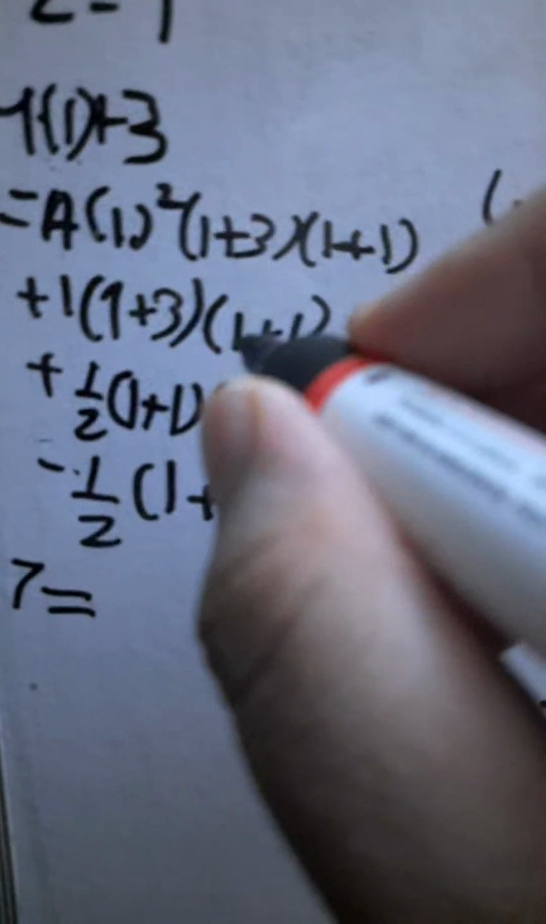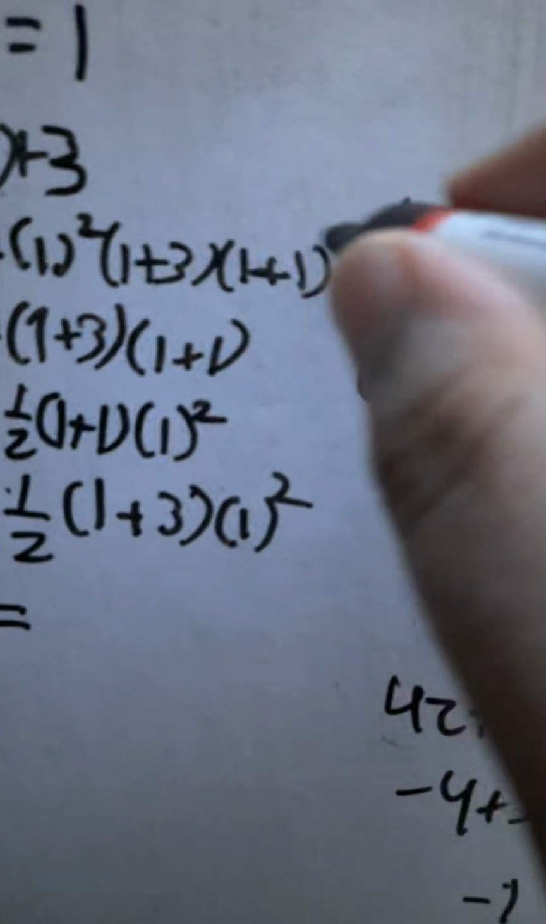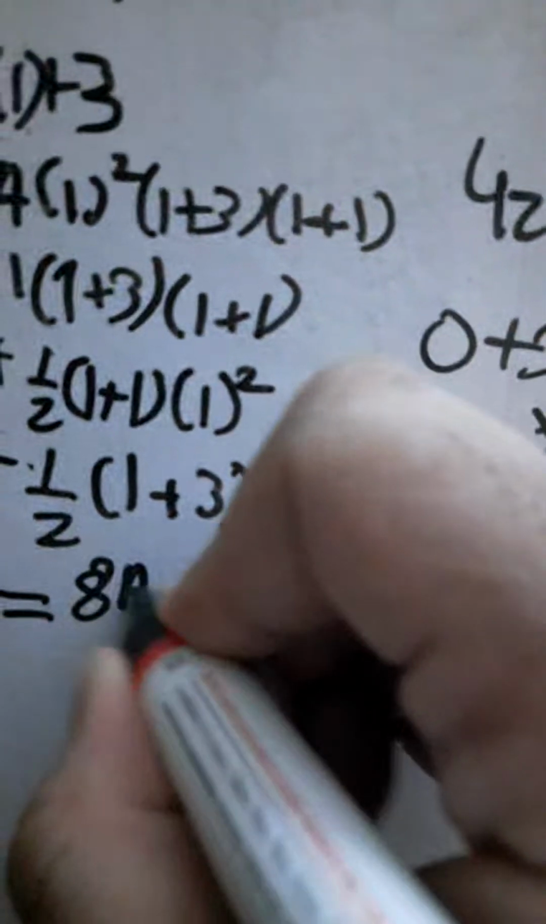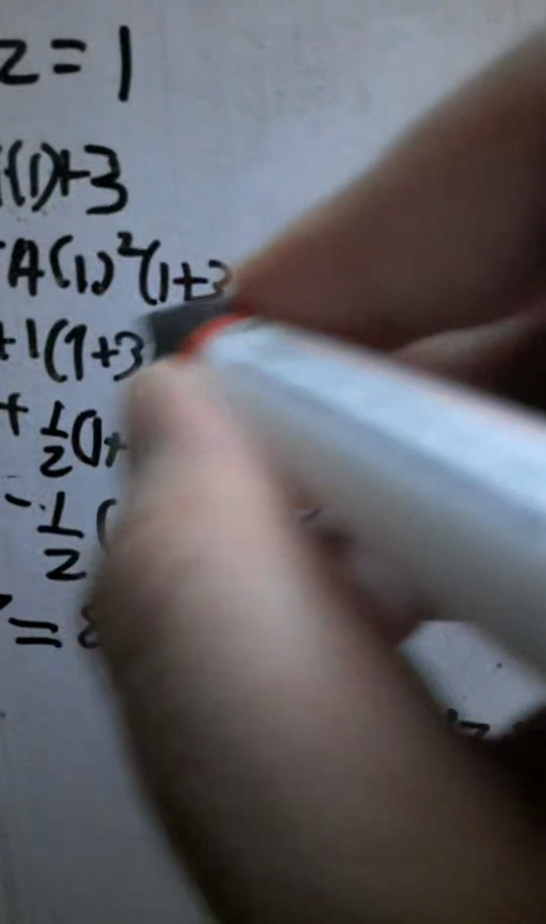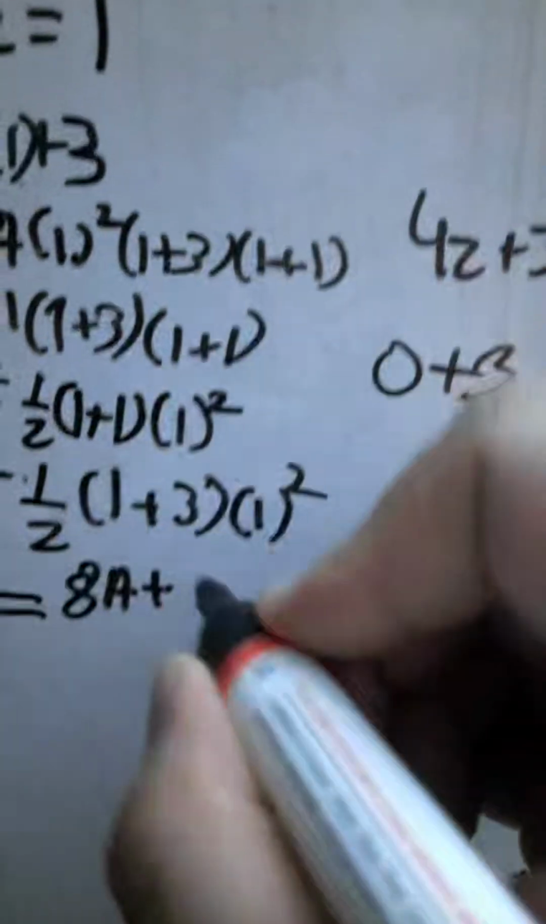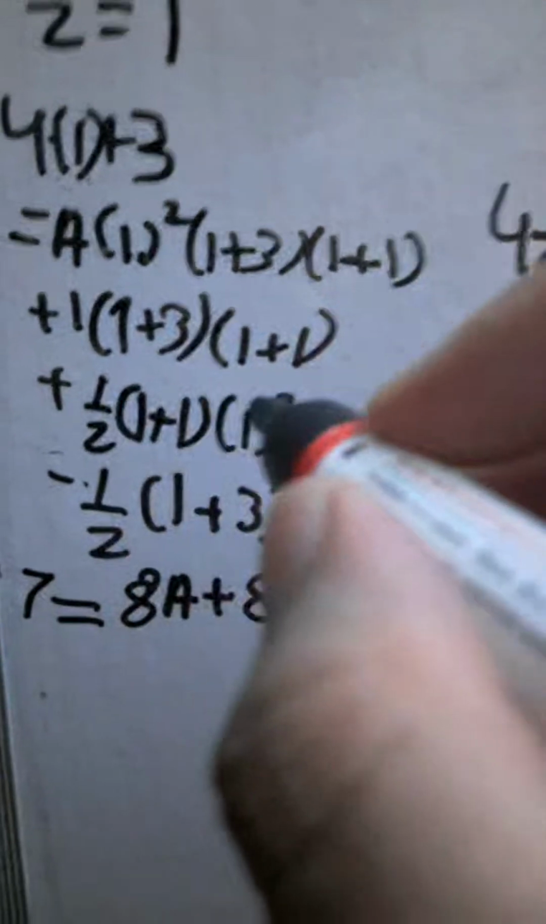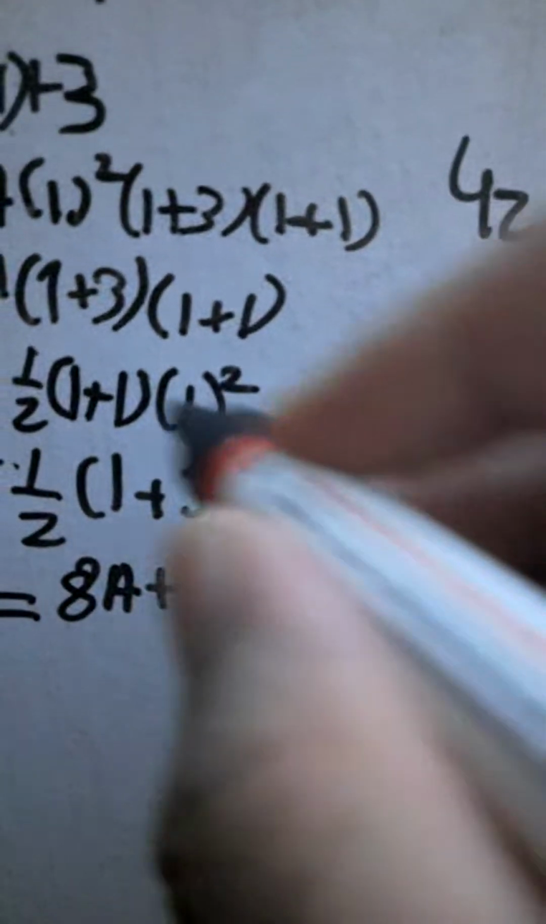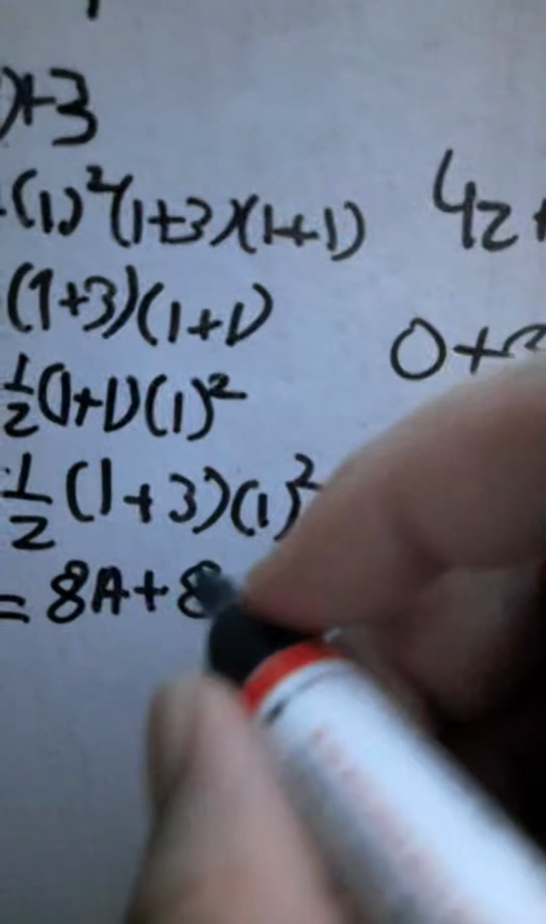So we have to calculate this whole stuff. 4 plus 3 is 7, equal to 1 square is 1, 1 plus 3 is 4, 1 plus 1 is 2, 2 into 4 is 8, 8a plus 1 plus 3 is 4, 1 plus 1 is 2, 2 fours are 8 into 1 is 8, half. So 1 square is 1, 1 into 1 plus 1 is 2, 2 into 1 is 2, 2 by 2, half.